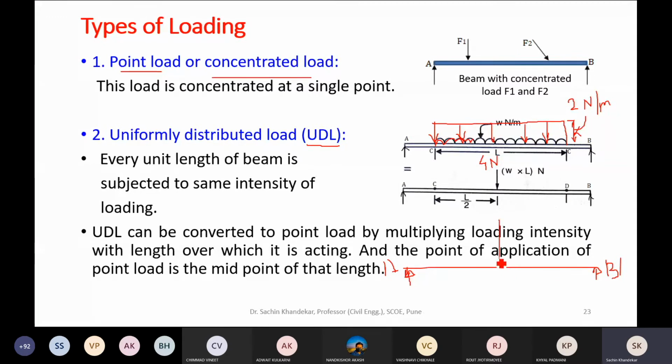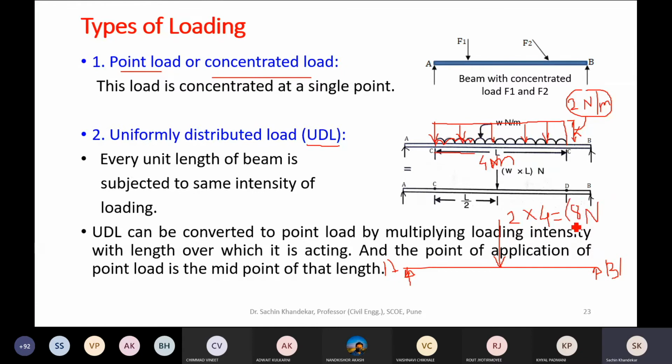You multiply the intensity of the loading. How much is the intensity of loading? It is 2 Newton per meter, multiplied by the span over which it is acting. The span is 4 meter. So what will be the concentrated load? Concentrated load is the intensity of the loading multiplied by the span over which it is acting. That means 4 into 2, that means 8 Newton. Please note that now it is a concentrated load.